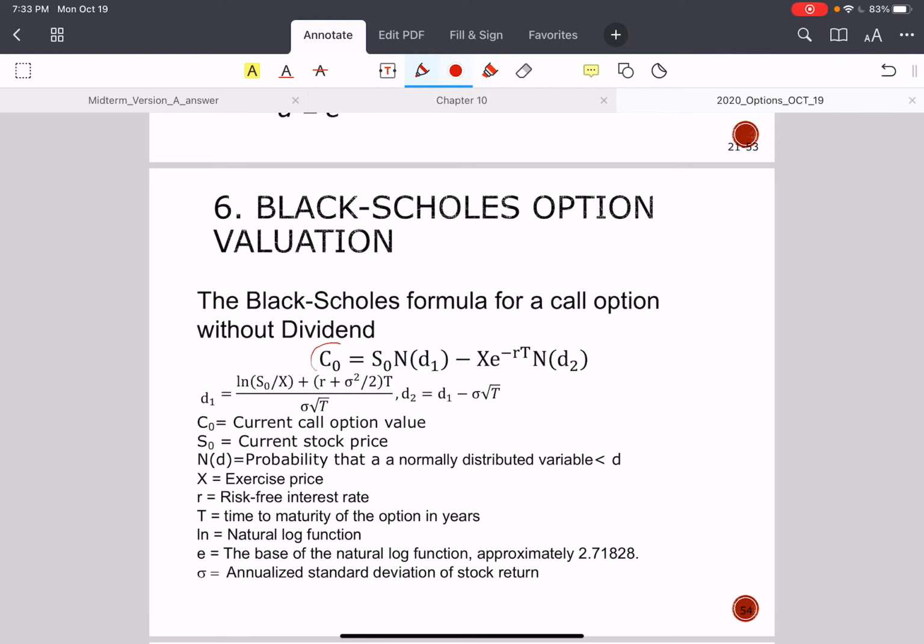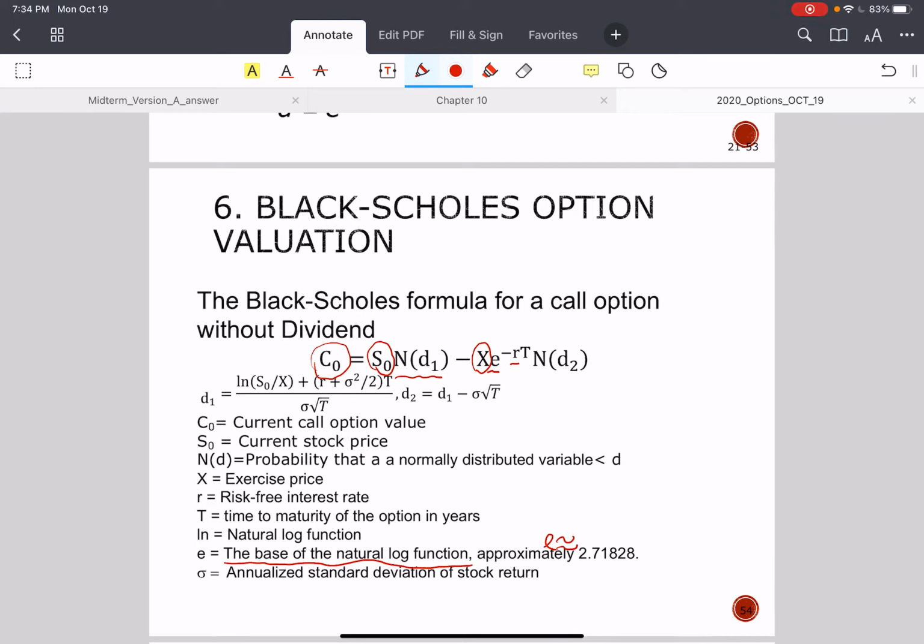C0 is just the call price, which is what you want to get using this formula. What is S0? S0 is the current stock price. Let's first skip N(d1). What is X? It's the exercise price or strike price. What is e? e is the mathematical constant, the base of the natural log function, and e approximately equals 2.72.